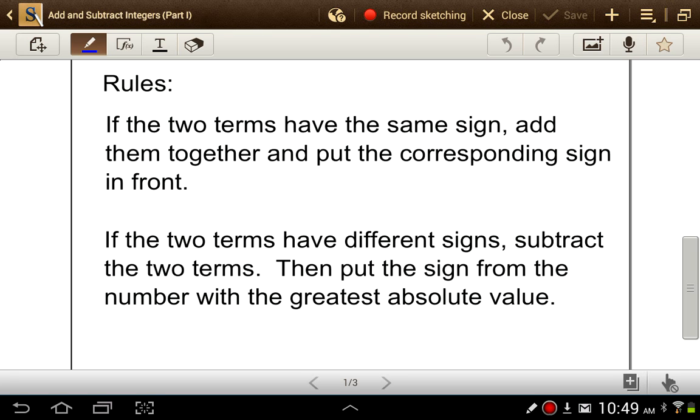Here's how you decide. You put the sign from the number with the greatest absolute value. Absolute value, remember, is a number's distance away from 0. So the number that's further away from 0, that's the one that gets the sign. And that is how you add and subtract integers. You add them if they have the same sign. You subtract them if the terms have different signs. If you need to finish writing that down, go ahead. Otherwise, I am going to move on to our first example.